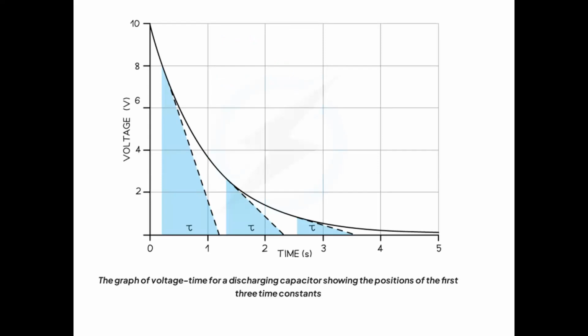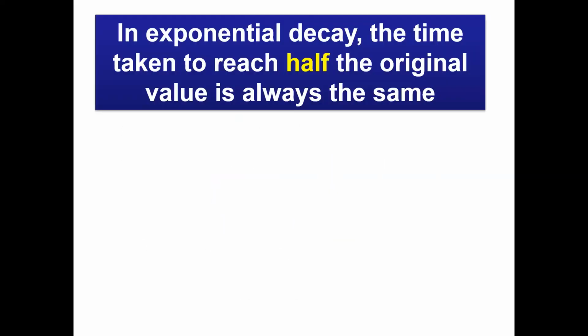It's a curve, and the value of tau remains constant. The curve is coming down. It is called an exponential decay curve. The value is remaining constant. In exponential decay, the time taken to reach half the original value is always the same. You have to copy this.